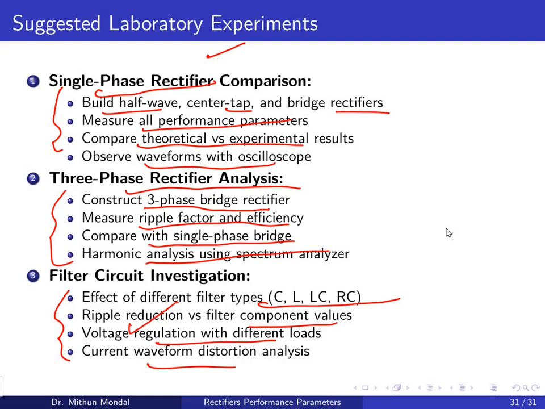So this completes our discussion. This was just a revision of all the rectifier performance parameters. We have discussed each rectifier in great detail in the previous lectures. In the coming lecture, we will discuss controlled rectifiers. Uncontrolled we have completed, so we will go with the controlled rectifier, where we will introduce thyristors.